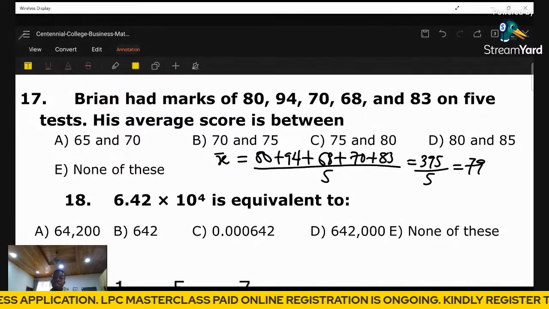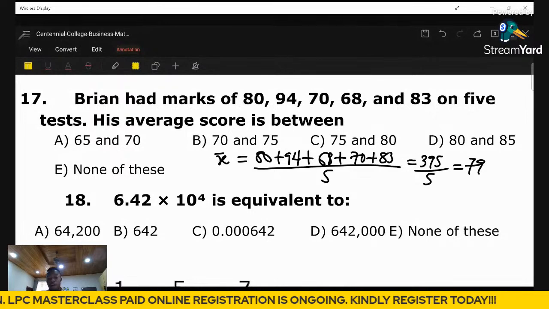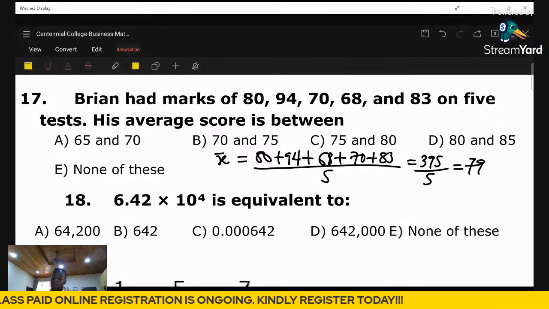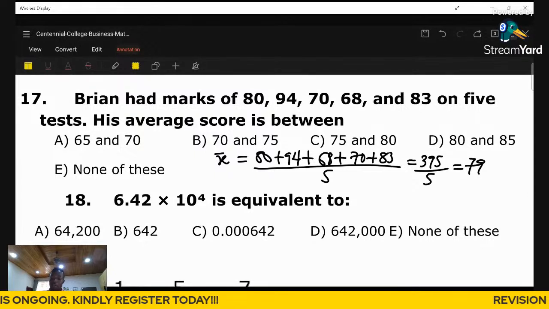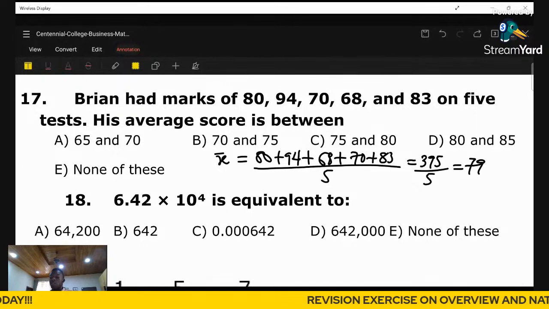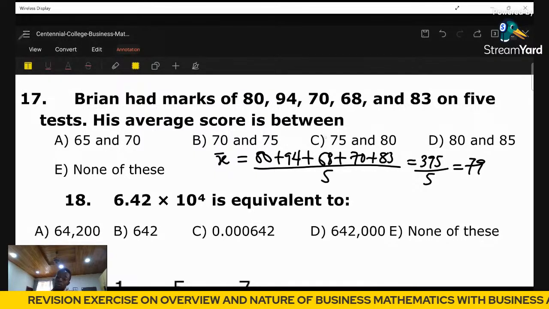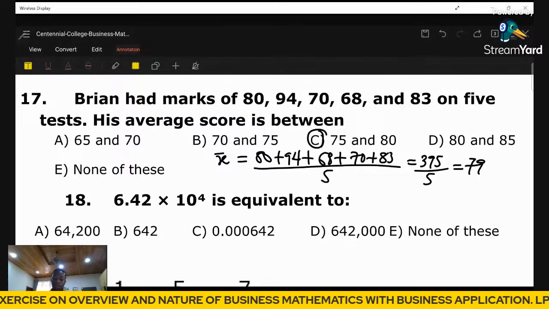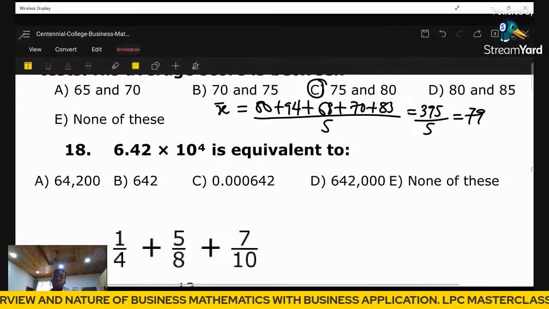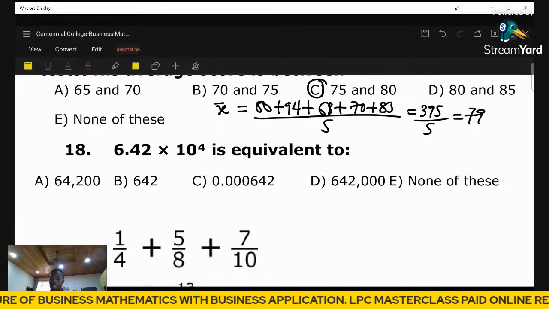So 79, meaning that the average of Brian's marks on the 5 tests will fall between 75 and 80, right? That's how it's going to fall, because you have 79, which is within the range of 75 and 80. So let's take note of that. So that's going to be option C. Option C. Now we are going to do just 2 more questions and then we'll be done and leave here.